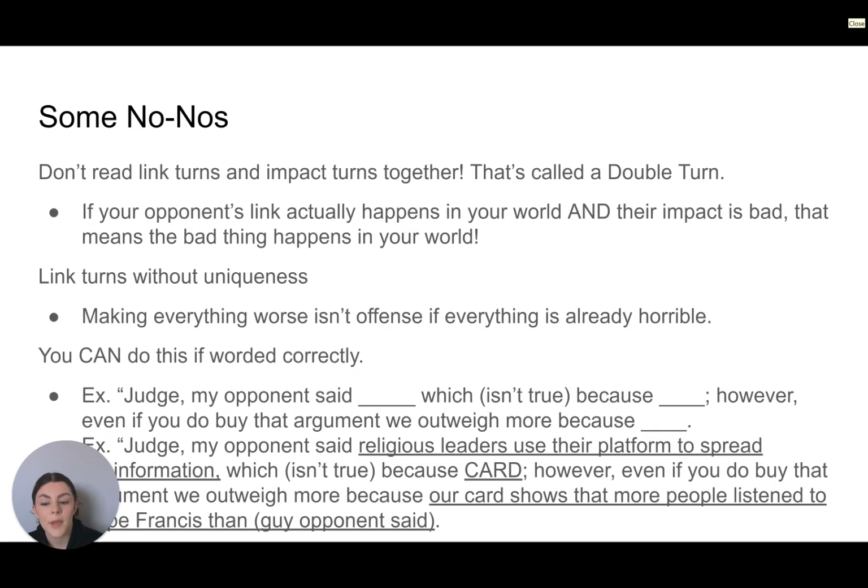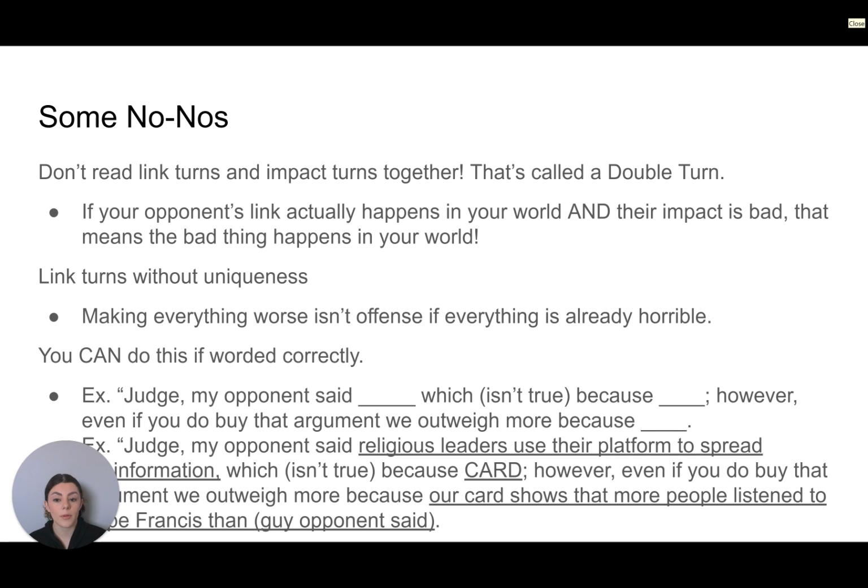So here are some no-nos that you don't want to do in a debate. So don't read turns that are then going to end up hurting you. So if my opponent is saying A to B, B to C, and I say, actually, no, it's A to B, B to D, D to C, and then I also say, but C is really bad, then I'm technically hurting my case. So choose whichever one of those rebuttals you prefer.